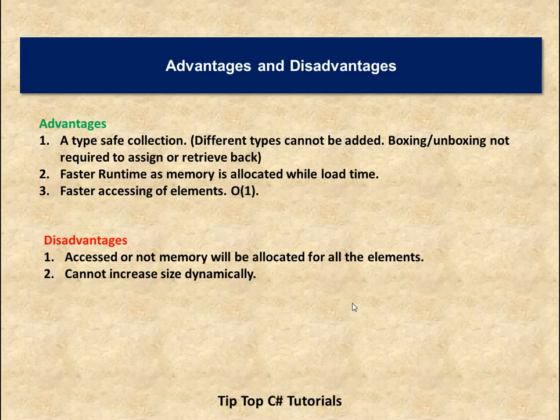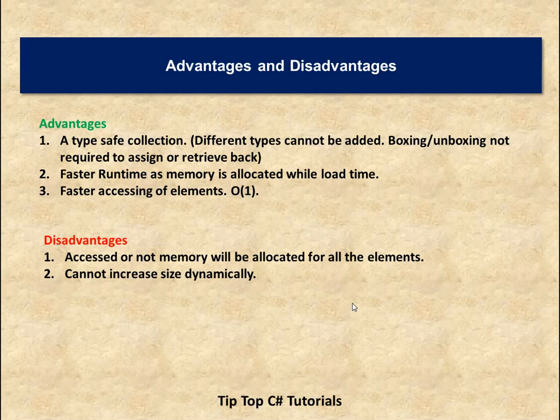The second advantage is fast runtime. At runtime it will be faster because memory is allocated for each element at the time of creation. So it's heavier at load time, but at runtime accessing or assigning a value is much easier. As you can see, the third point is faster access of the element. If you give the index directly, the access complexity will be big O of 1.